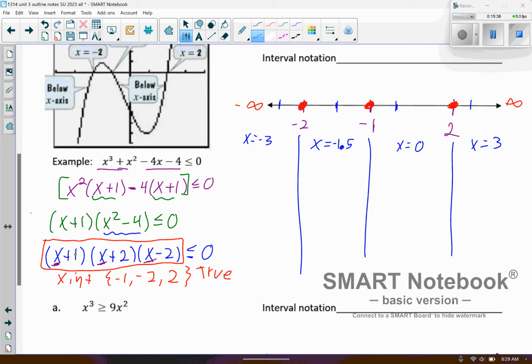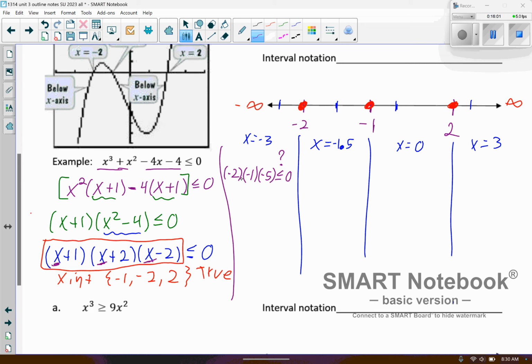So let's see. -3 plus 1 would be -2. So that first value would be -2. Then -3 plus 2 would be -1. And then -3 minus 2 would be -5. And then the question here is, is that less than or equal to 0? That's what we're trying to figure out.